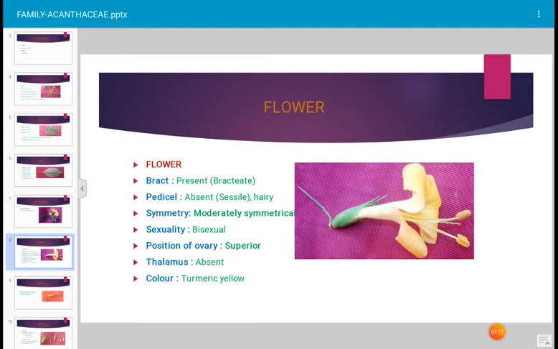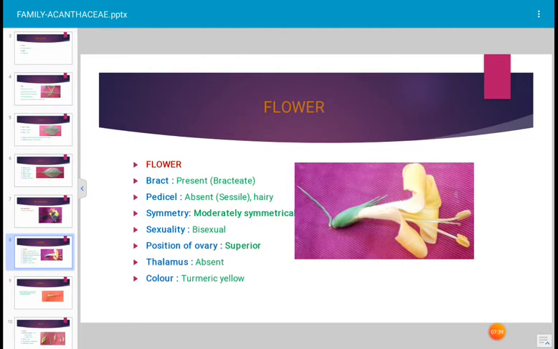How is the position of the ovary in the flower? The position of the ovary is superior. Superior ovary means the calyx, corolla and androecium originate from the base of the ovary, hence the ovary is superior, or a superior ovary is also described as hypogynous. Thalamus is absent in this. This is a member of Acanthaceae and thalamus is absent.